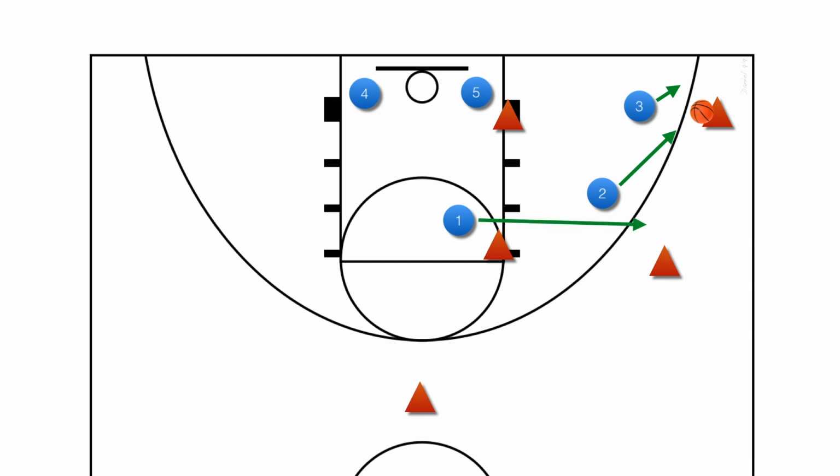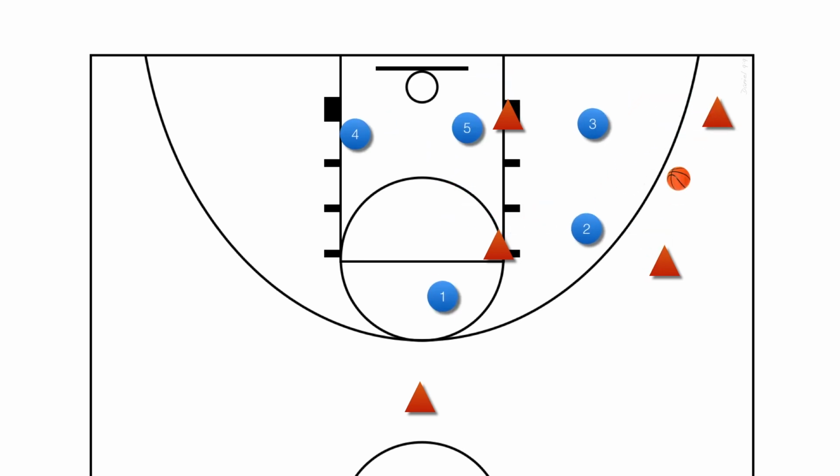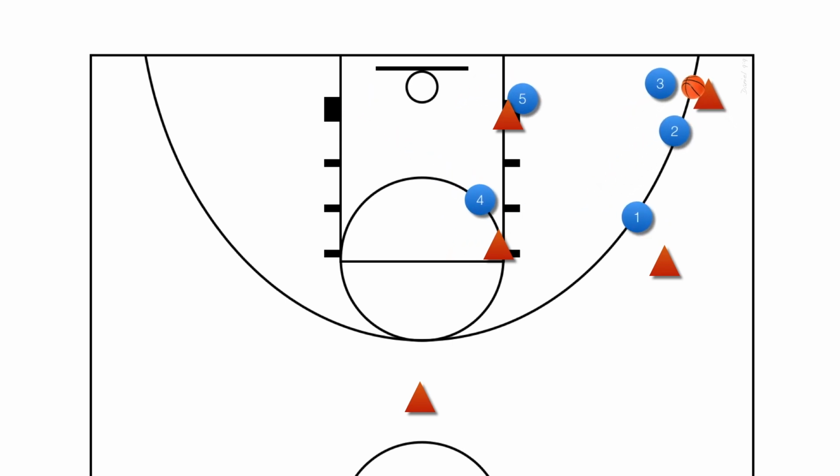Player 1 will come out to deny this wing pass out. Player 4 moves up to cover the high post, and player 5 will 3/4 or full front deny the low post entry pass. To successfully execute this trap, we cannot allow the first pass to the low post or back out to the wing guard.